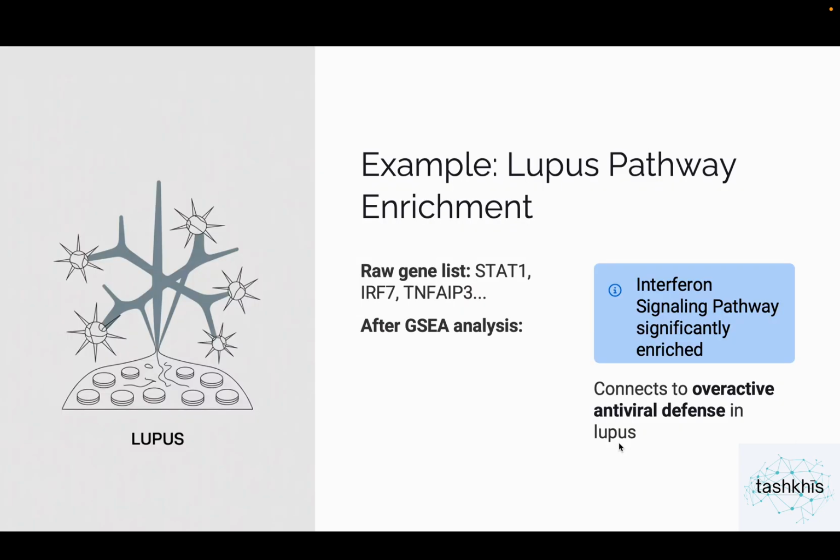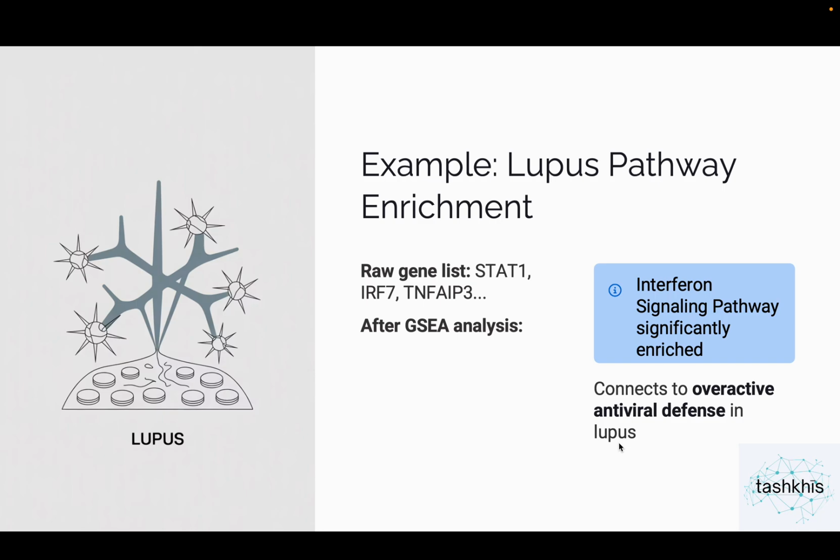Let's make this more concrete with an example. Let's take the lupus pathway enrichment example. Say you're studying lupus, which is an autoimmune disease. Your RNA sequencing experiment gives you 200 genes that look different between patients and healthy controls. On their own, they're just names: STAT1, IRF7, TNFA, IP3. But when you run enrichment with GSEA, suddenly you see that many of them belong to the interferon signaling pathway. That's the same pathway our cells use to fight viruses, and in lupus, it's often overactive.